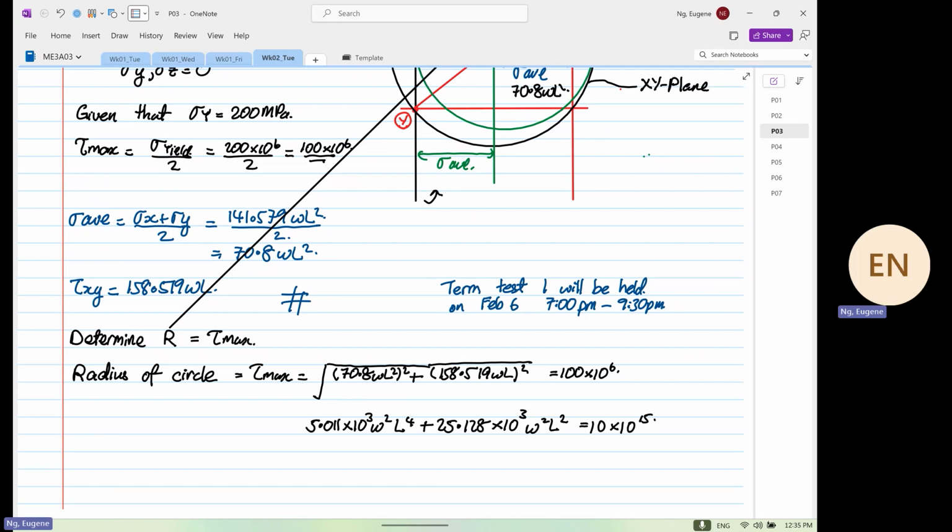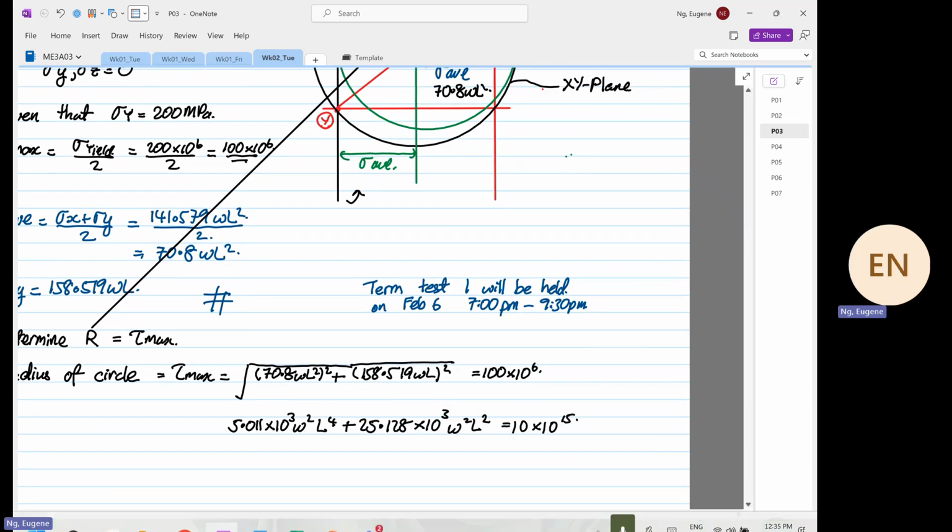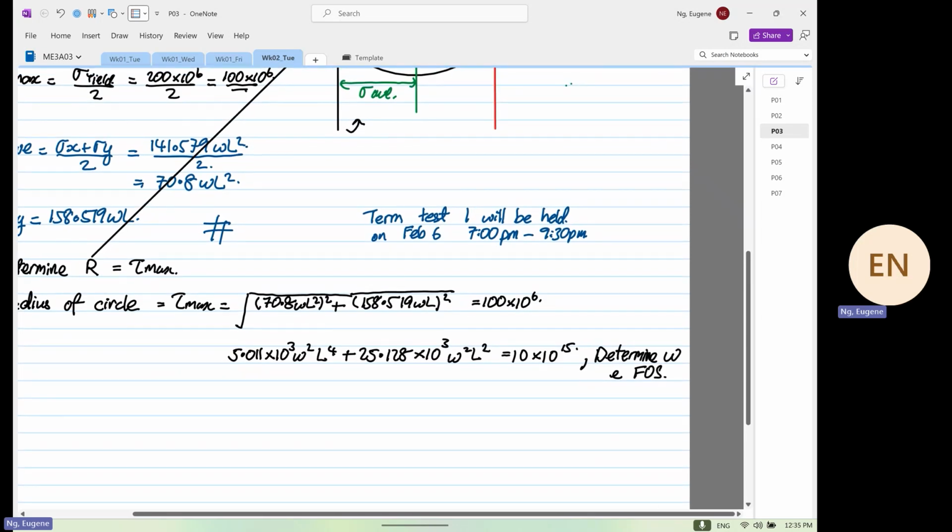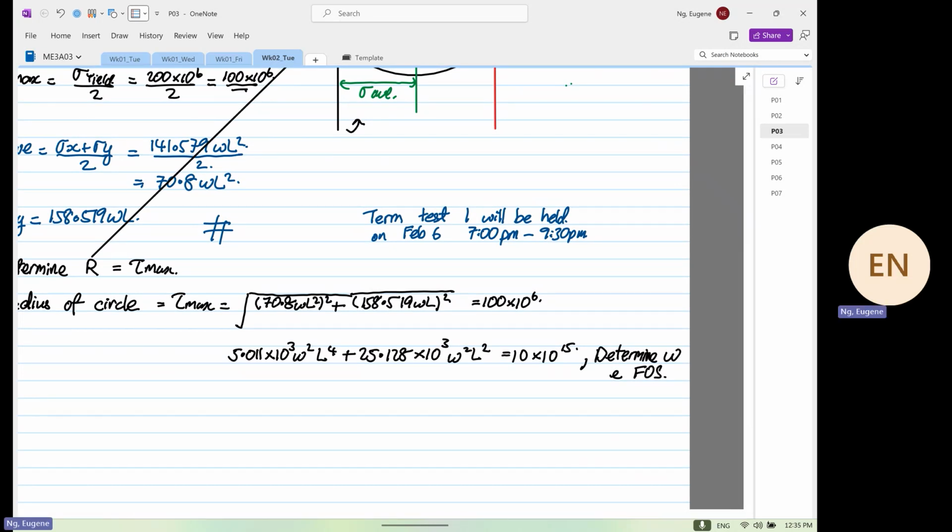Can anyone remember what the objective of this question was? By now, you will have forgotten. What we would like to determine is omega and the factor of what? Safety, yes or no? Given this equation down here, you realize that we have one equation and we have what? Two unknowns. The unknowns are omega, which is what we want to determine, and the other unknown is L.